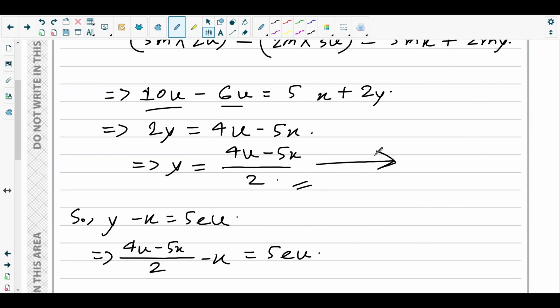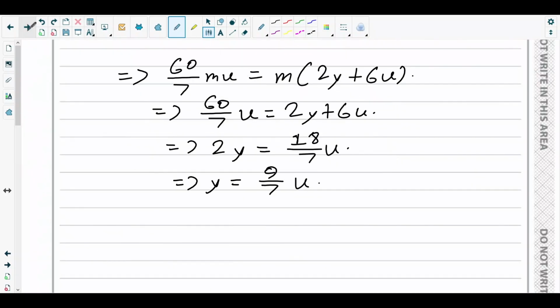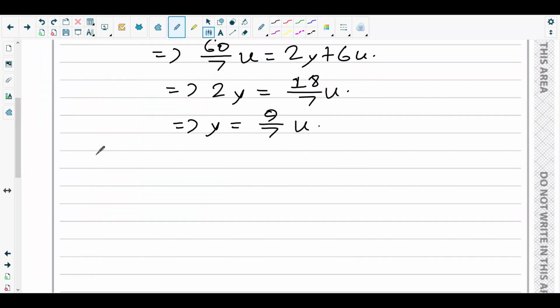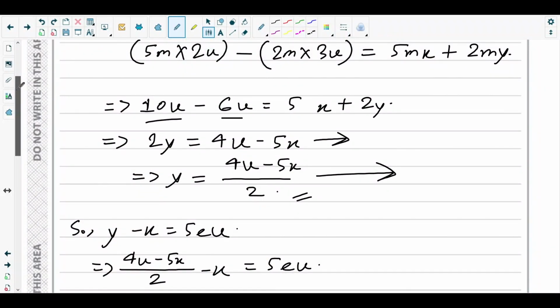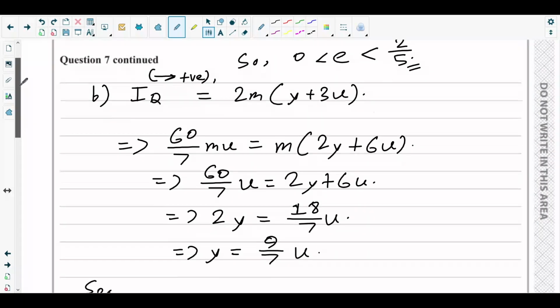Okay, so y equals (4u minus 5x) over 2. From there you can make x the subject. Consider this equation. If you take 5x to the left side, you will get 5x equals 4u minus 2y. Okay, let me write the equation for ease of calculation. The equation is 2y equals 4u minus 5x.